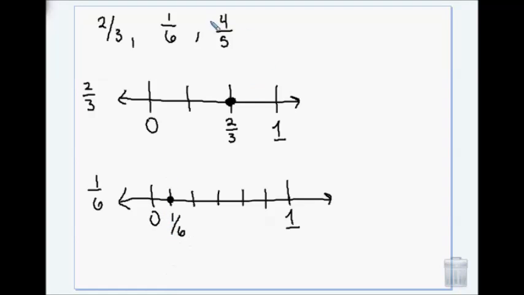Let's just do negative 4/5 for this one. I'm going to be between 0 and negative 1. I need 5 pieces, so I'm going to put 4 lines. And negative 4/5 is right here. 4th line over.